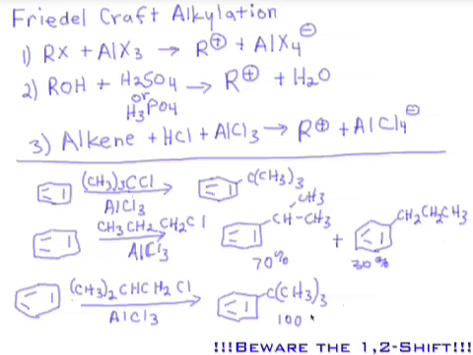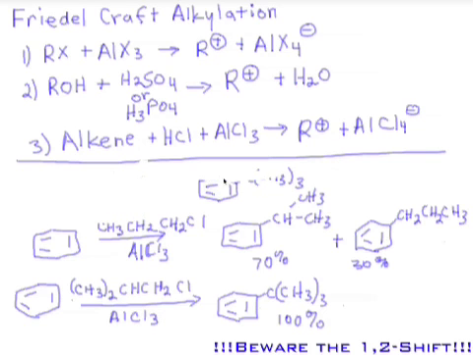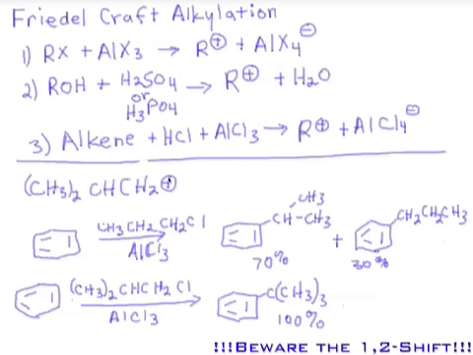You get no isobutylbenzene. Well, AlCl3 does grab the chloride, and you do get the carbocation, the isobutyl carbocation. But what kind of carbocation is this? This is a primary carbocation.